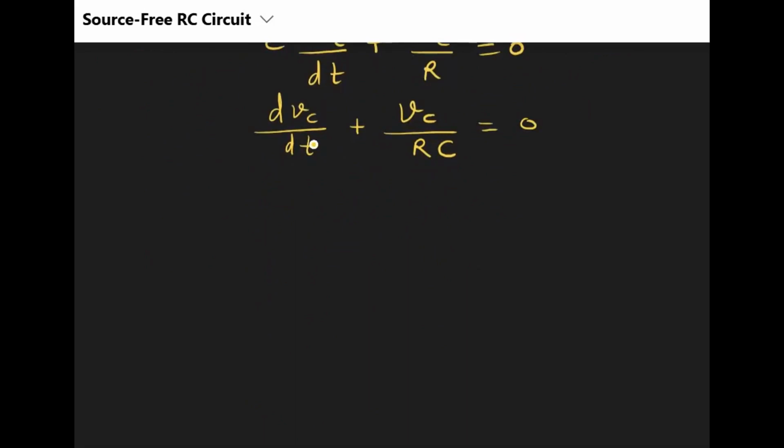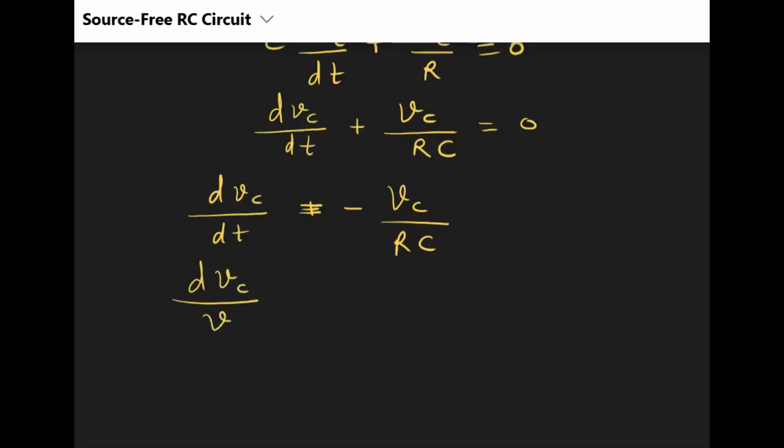we will separate the variables, Vc on left hand side and t on right hand side. Follow these steps. dVc by dt equals to minus Vc upon RC. Then Vc we will take on the left hand side and dt on the right hand side.